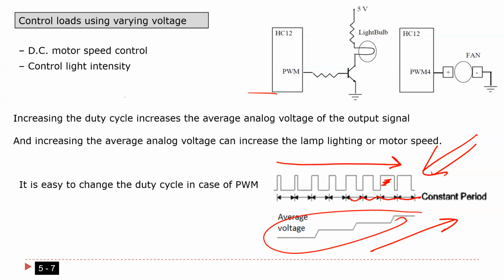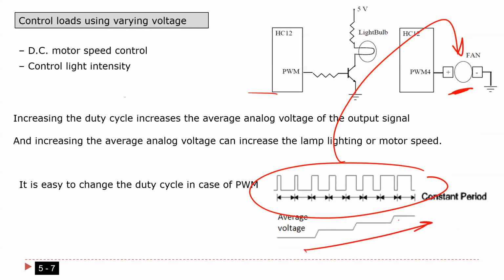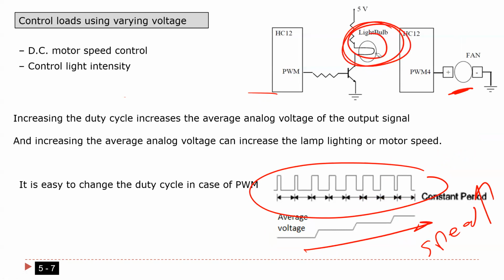That's true. So now how can I use it? The idea is clear, but how can I use it? For example, if you apply this to a motor, when you increase the voltage, you are going to increase the motor speed. You get what I'm saying? The more you increase the voltage, the more you can increase the speed of the motor. Same thing if you apply it to a bulb.